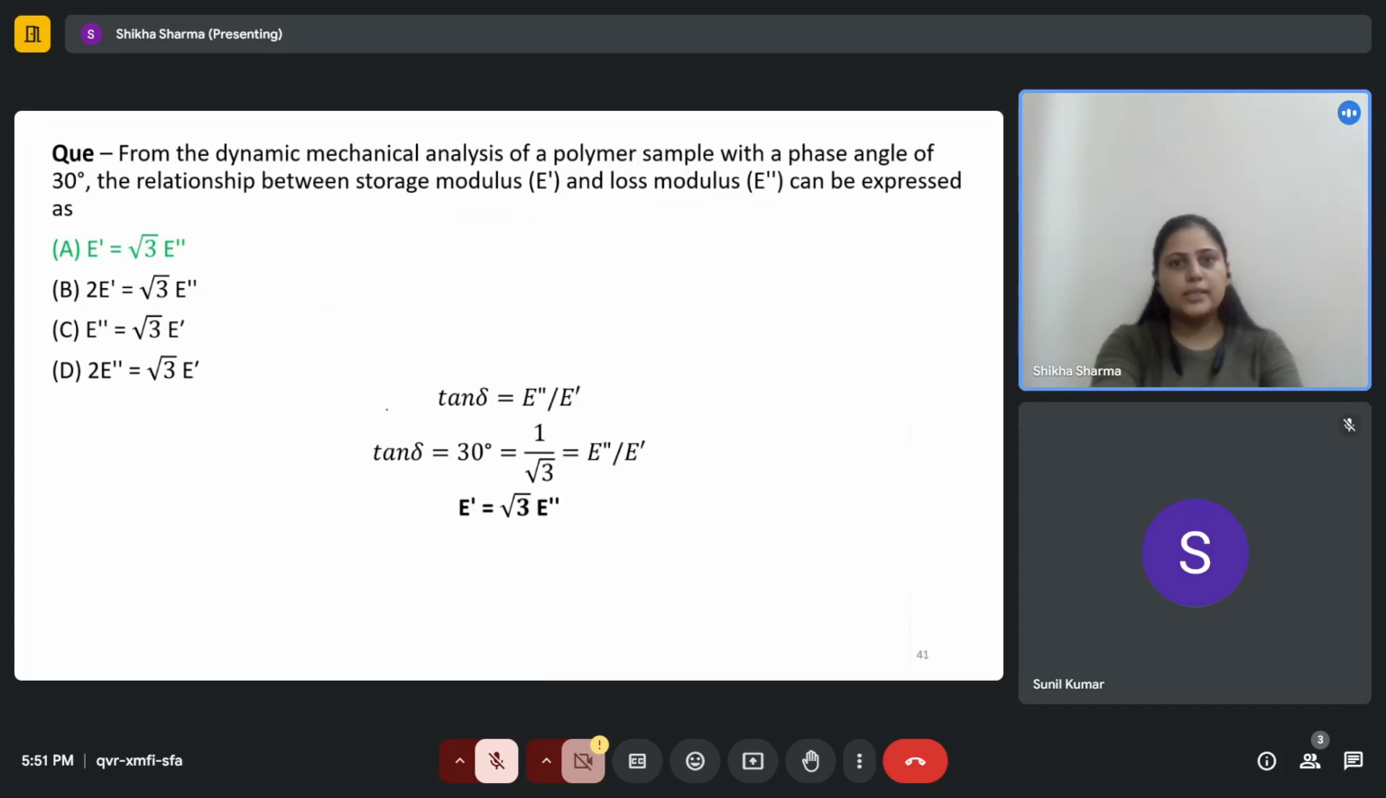So option A is correct, as we know that loss tan delta, which is the loss tangent, is equal to the loss modulus divided by the storage modulus, and tan 30 will be equal to 1 upon root 3, which is equal to loss modulus divided by the storage modulus. So the storage modulus is equal to under root of the loss modulus. So option A is correct.